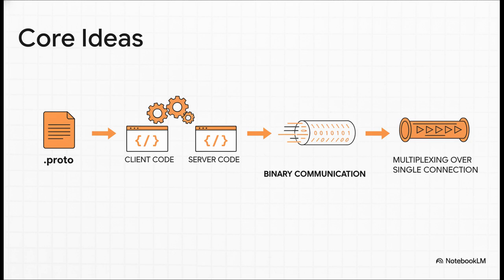First up, you define your APIs in strict .proto files. That's your single source of truth. Second, you use that file to automatically generate all your server and client code. Third, instead of clunky text, you communicate entirely in lightning-fast binary. And fourth, you multiplex all those requests over a single connection.